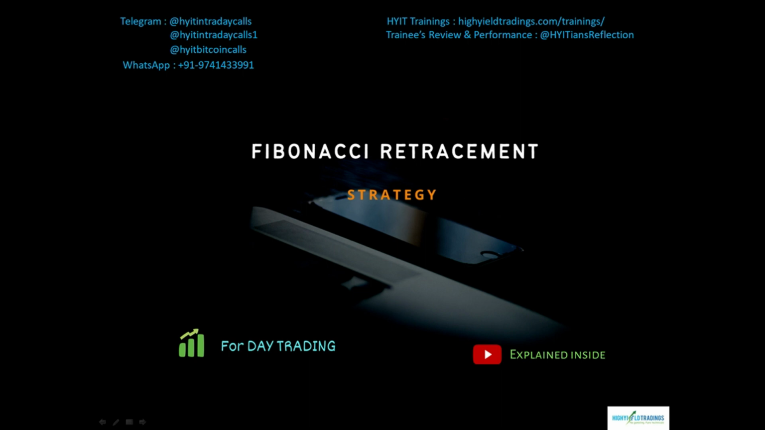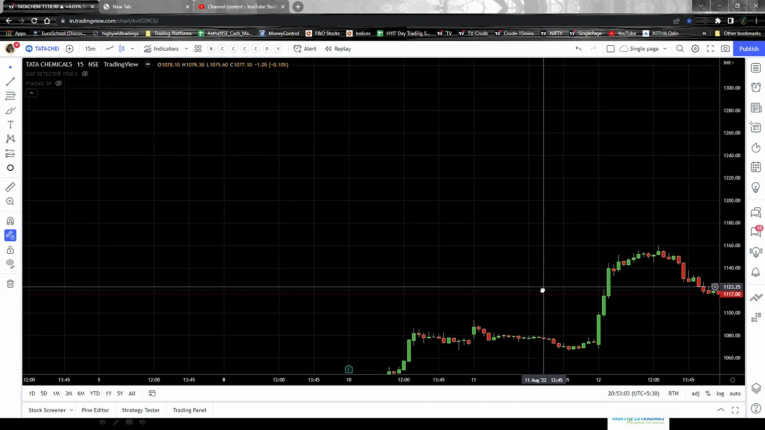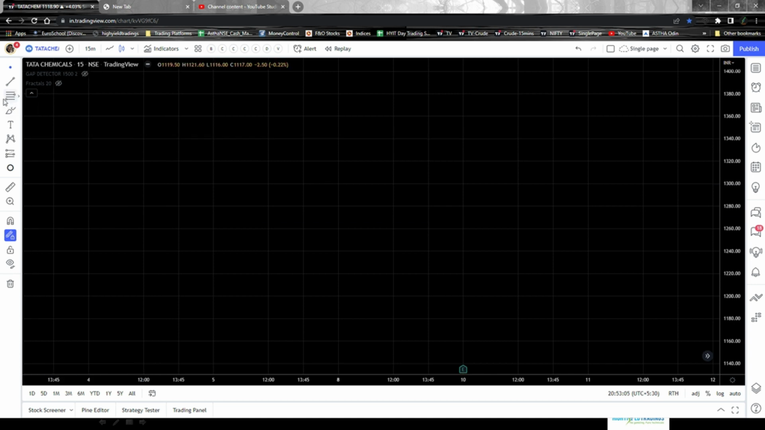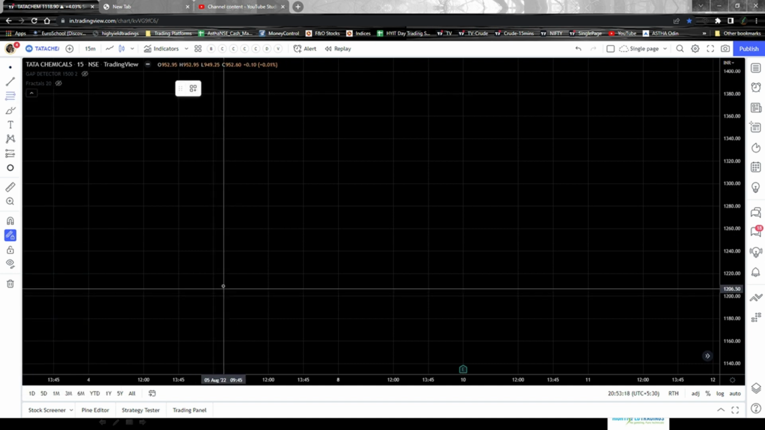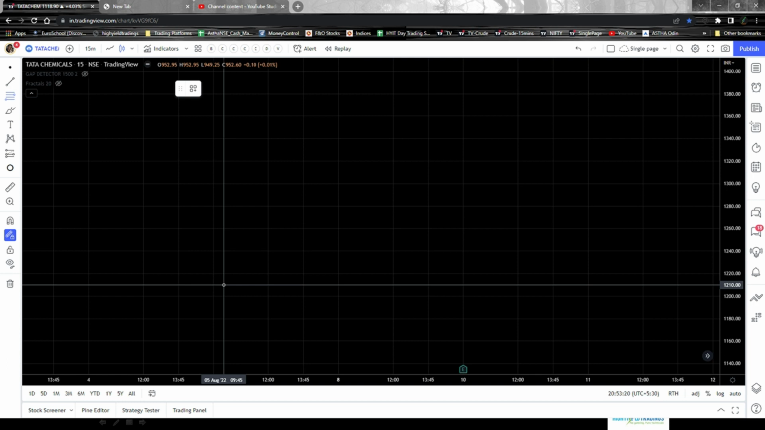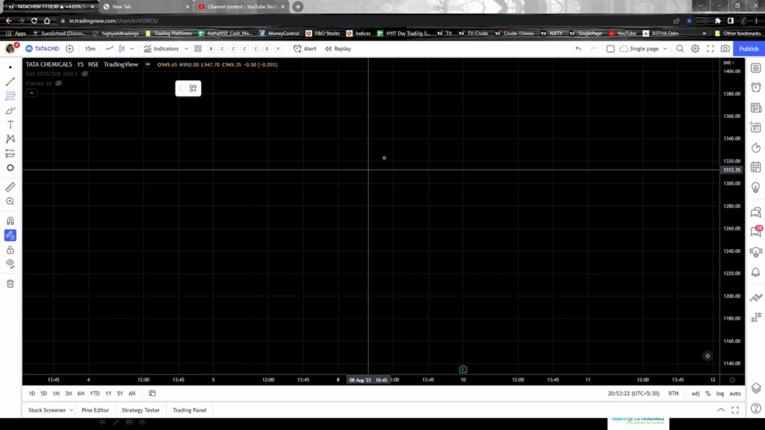Now let's get on to the chart and let me quickly explain the level I was talking about. Let's make it blank. This is the TradingView platform, and on the left-hand side you have all the drawing tools. To draw Fibonacci retracement, you go here and click on Fibonacci retracement. Normally you draw the Fibonacci retracement if the stock is in an uptrend.